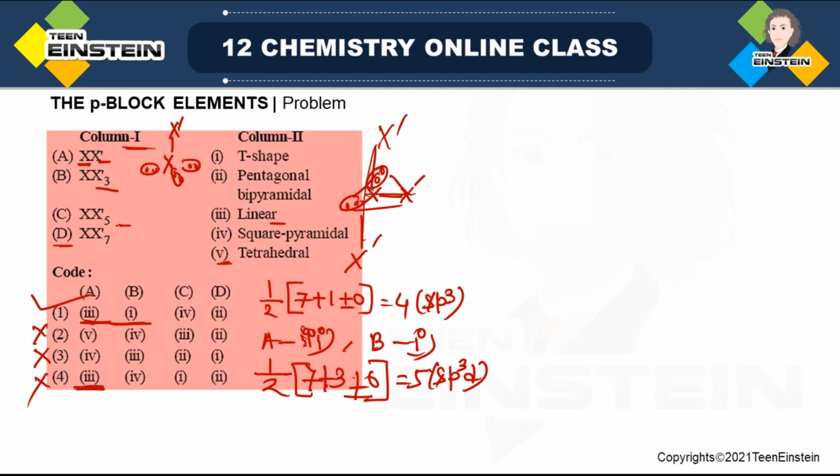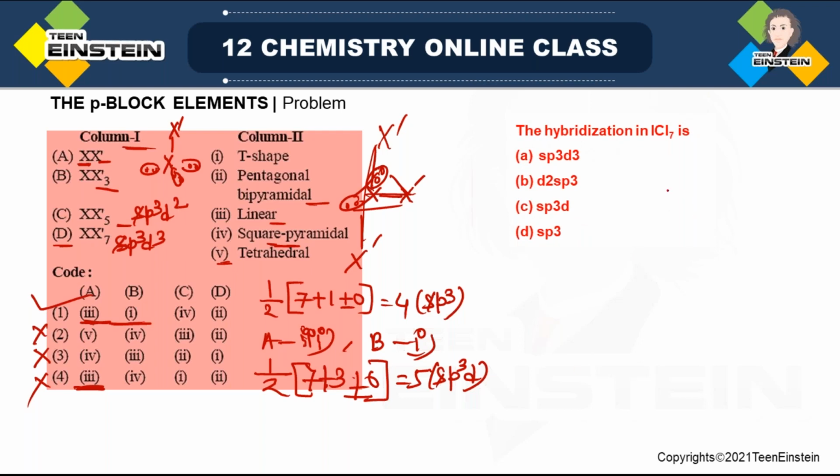So C, that is XX prime, it will be related to square pyramid, and XX prime 7, that will be pentagonal bipyramid. Fine, that is sp3d3. And this is octahedral geometry, but one lone pair, so that is why the shape is square pyramid.